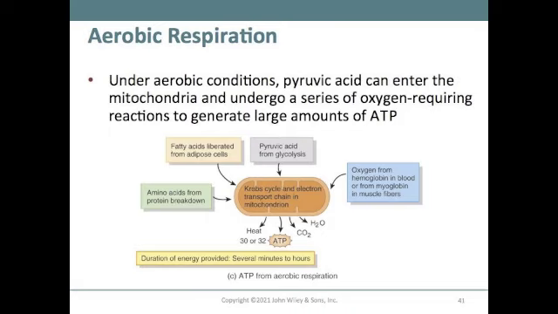So that's basic biology right there. You should already know that. I'll read the slide for you just to be thorough. Under aerobic conditions, pyruvic acid can enter the mitochondria and undergo a series of oxygen requiring reactions to generate large amounts of ATP. Basically what I just said.